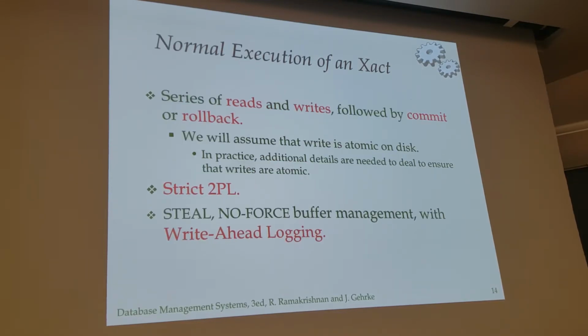And now, executing a transaction, it's just a bunch of reads and writes followed by a commit or rollback, or possibly an active transaction that never had anything going on with it, and if there's a crash, that active transaction is going to get rolled back. We'll assume that write is atomic to disk. That is, that when you write and you're told that it worked, it ends up working.